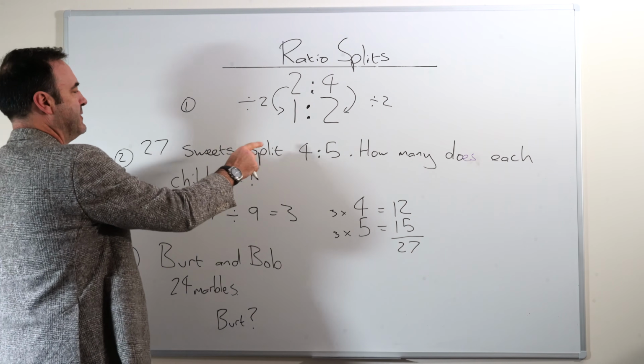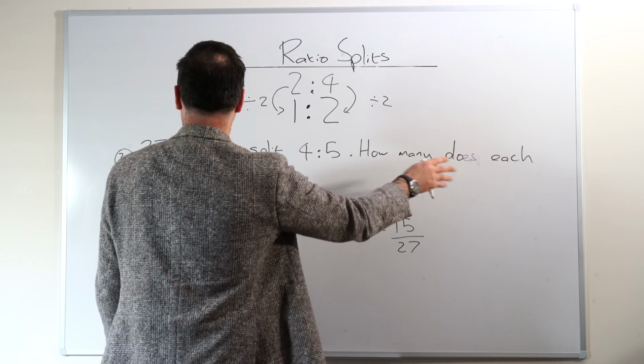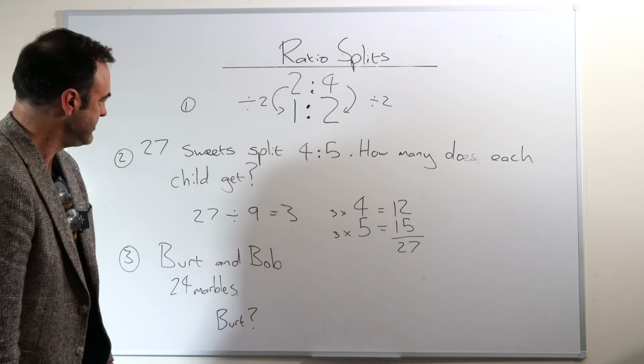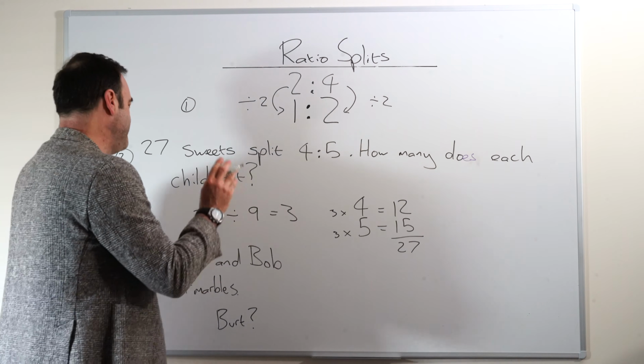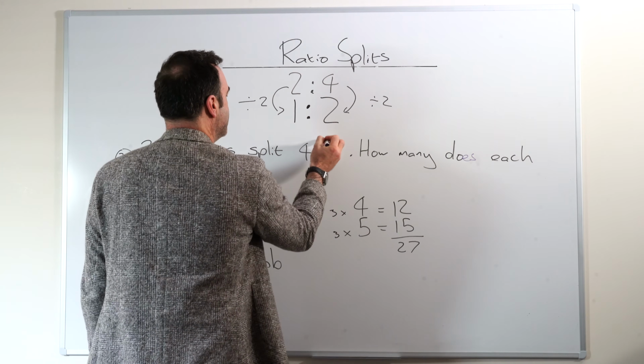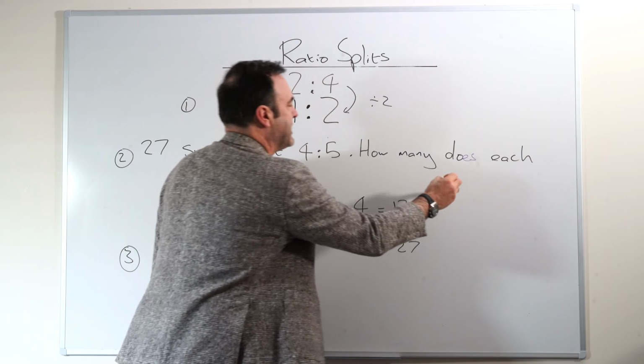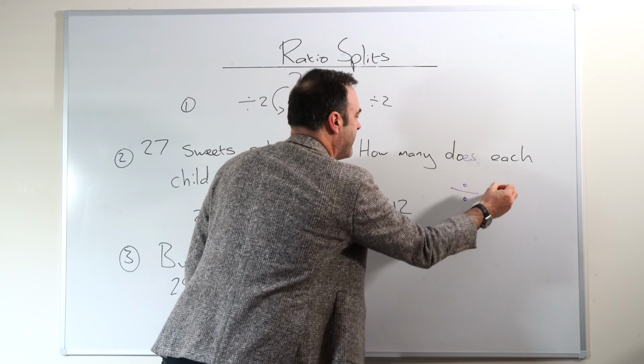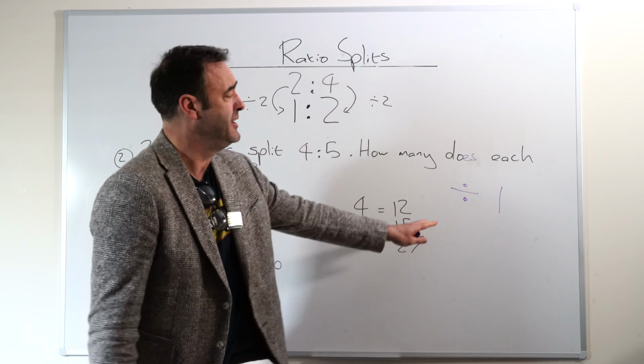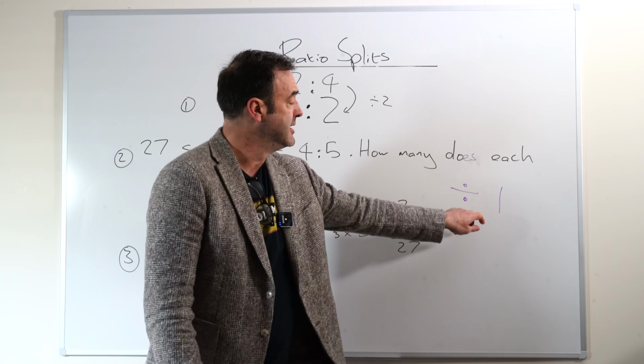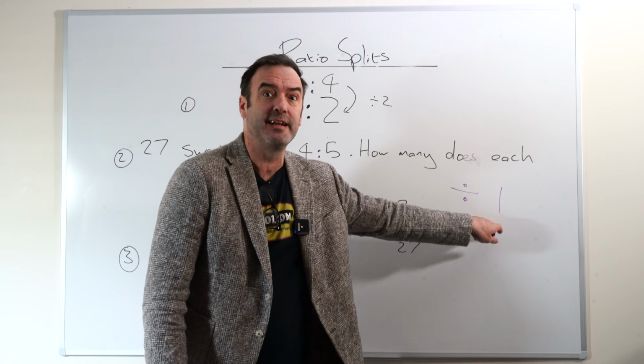27 sweets split 4:5. How many does each child get? So we're talking about the sweets, and the biggest thing here is the main thing I say. This is always about dividing. Dividing to find what one part is worth. If you don't remember anything else about this, remember this. Divide to find the value of one part.